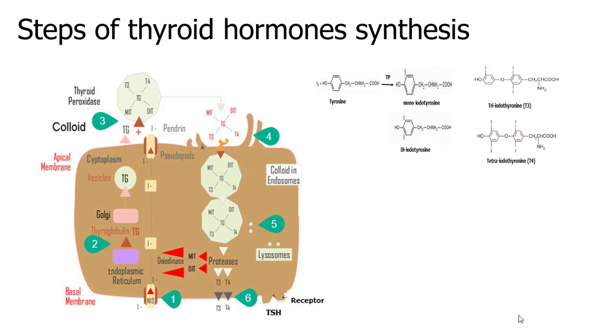Some possible abnormalities that may occur within thyroid hormone formation are either a defect in the thyroid stimulating hormone, or a deficiency in the dietary intake of iodide, or some drugs that inhibit the sodium iodide symporter, or drugs that inhibit the thyroid peroxidase enzyme.